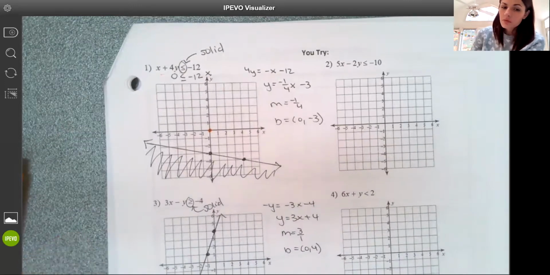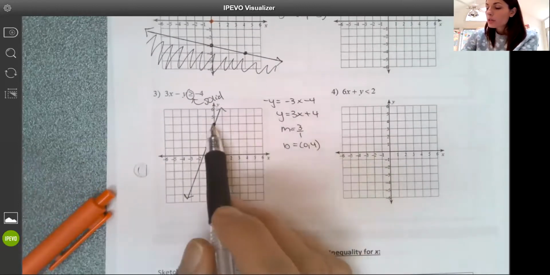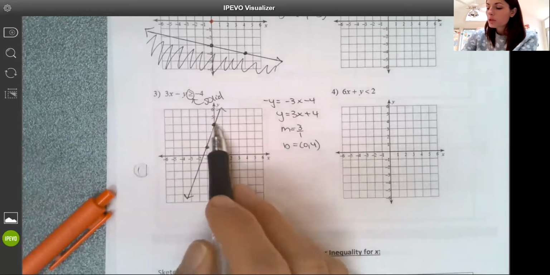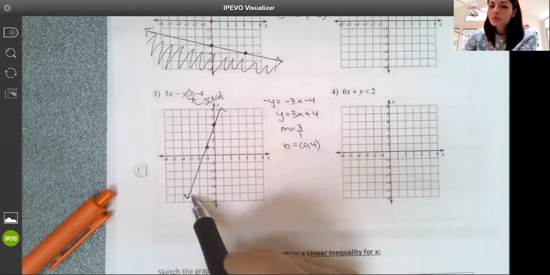Okay. Now on 3, when I went to graph the boundary line, I have a y-intercept at 4 and a slope of 3. I couldn't go up 3 over 1, so I went negative, negative, and I still, you can see, have a positive line here.